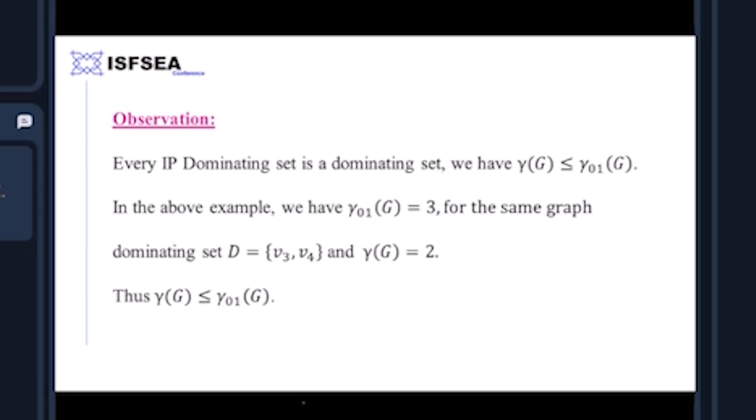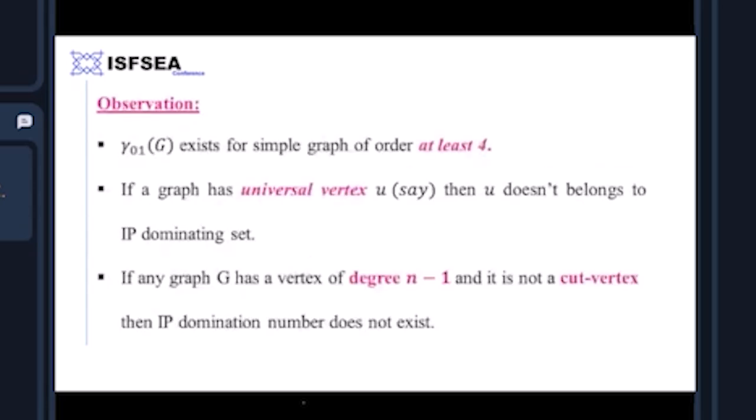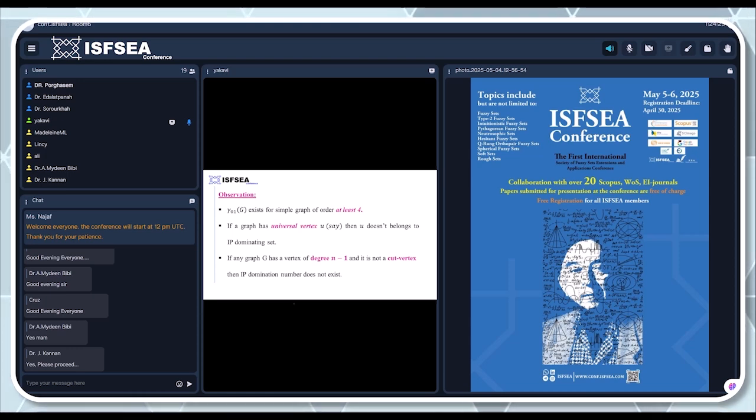The following observations provide insights into the properties of graphs that affect the existence and construction of an IPD set. The first is that the IP domination number exists for a simple graph of order at least 4. And if a graph G has a universal vertex U, say, then U doesn't belong to the IPD set. If any graph G has a vertex of degree n minus 1 and it is not a cut vertex, then the IP domination number doesn't exist.